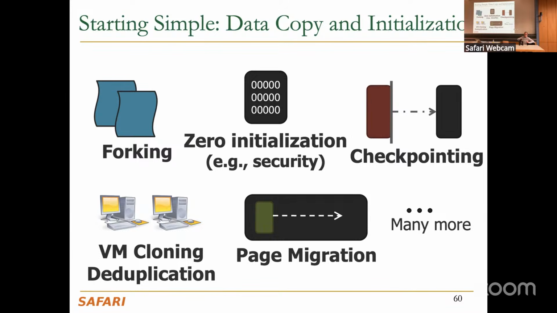Forking, when you fork something, you copy the data of the thread that forks, let's say, child thread, right? When you clone a virtual machine, you copy a lot of data, actually. When you migrate one page from one place to another place, you copy a lot of data. Basically, there's a lot of copying of data that happens both at the application level as well as the system level. And can we do this better?